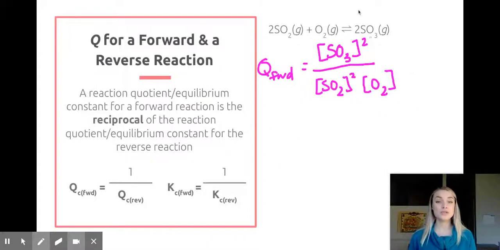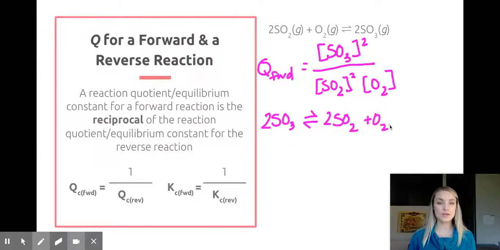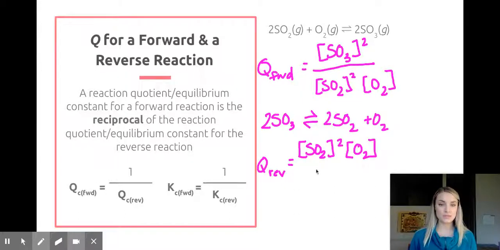If we were to reverse this reaction, so if we were to say we started out with 2SO3 and we were producing 2SO2 plus O2, and our reaction looked like that, we would say that this is the reverse reaction of what we saw above. Then our reaction quotient for our reverse reaction would look like this: SO2 squared times the concentration of O2 divided by the concentration of SO3 squared.